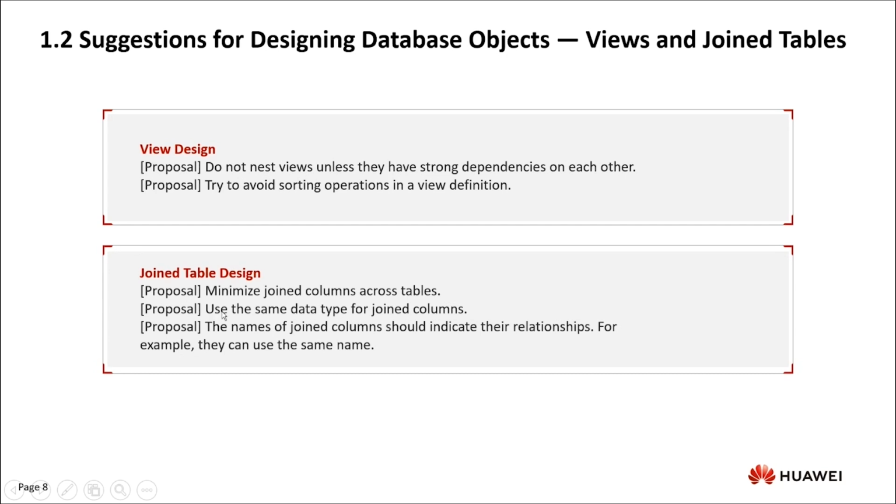The second proposal is use the same data type for join columns. And this is to avoid the implicit data type conversion. Thirdly, the names of join columns should indicate their relationships. For example, they can use the same name. This is to clearly reflect the association relationship between tables.